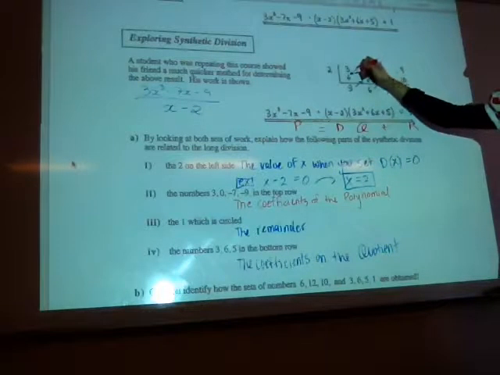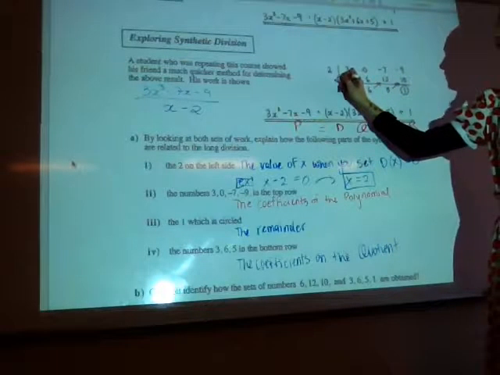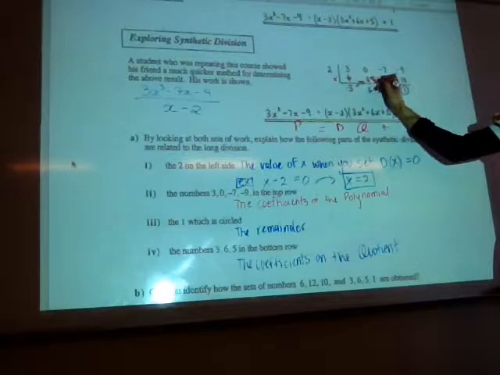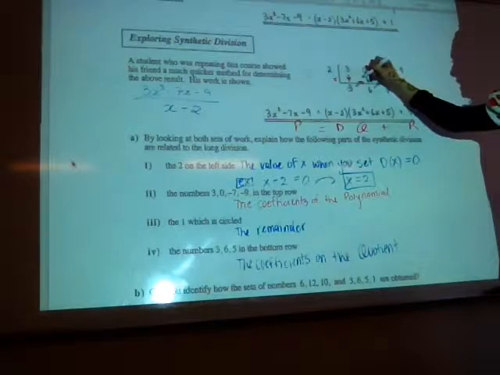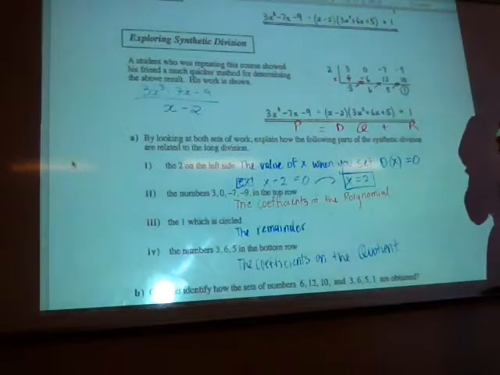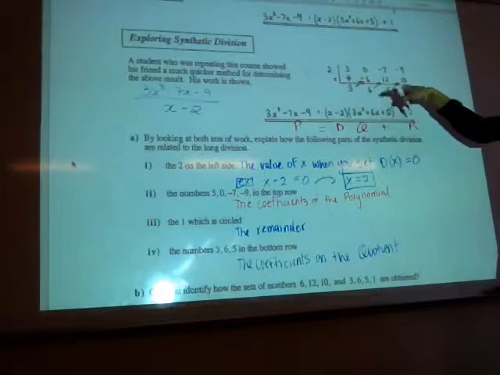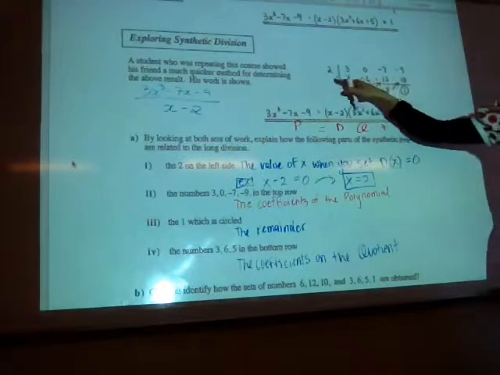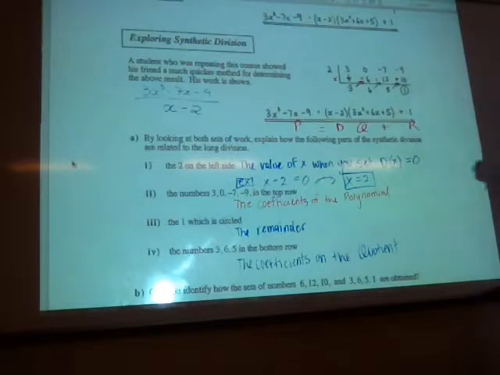First step, you bring down that first coefficient, 3. You're going to take that 3 and multiply it by the divisor. Whatever you get, so 3 times 2, you place in the next column on the bottom row. And then you just add. 0 plus 6 is 6. And we start again. 6 times 2, 12. Negative 7 plus 12, positive 5. 5 times 2 is 10. Negative 9 plus 10 is positive 1. Easy as that.